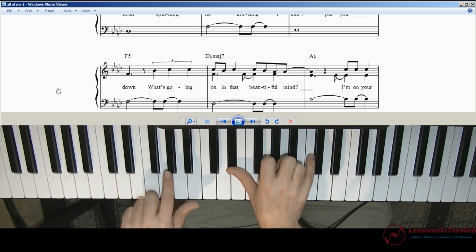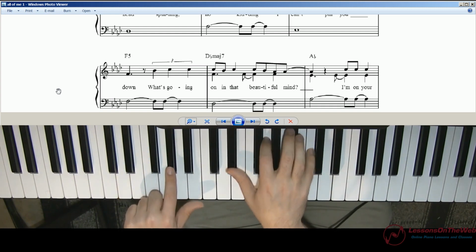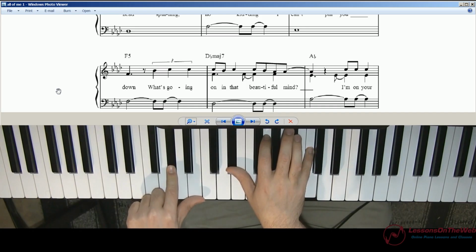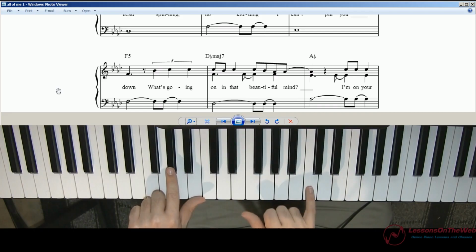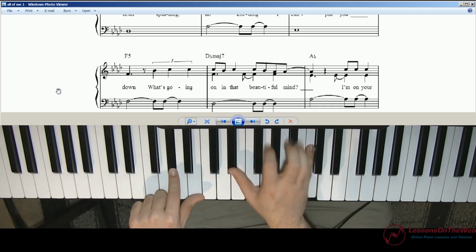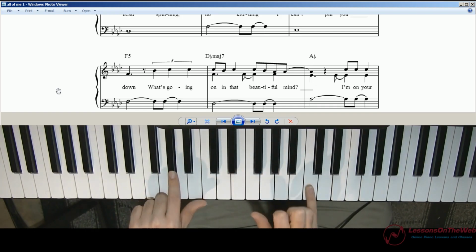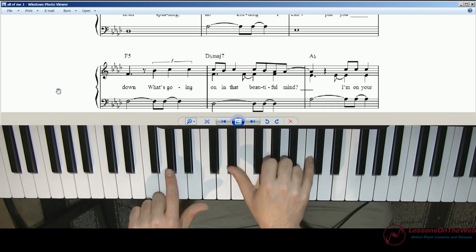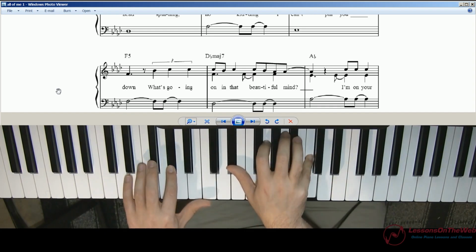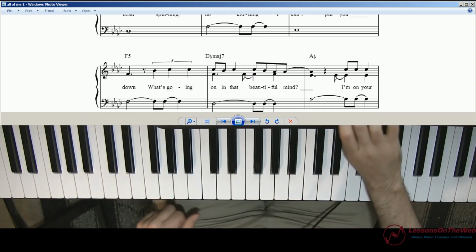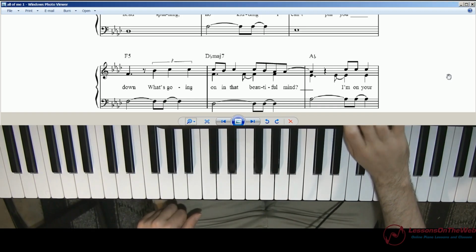And now for the "I'm on," you're going to hit A flat and C with your left hand, C with your right hand. I'm on. And then on "your," all you're going to do is hit the same notes again, except you're going to add an E flat with your thumb in your right hand. So let's move on to the next line.